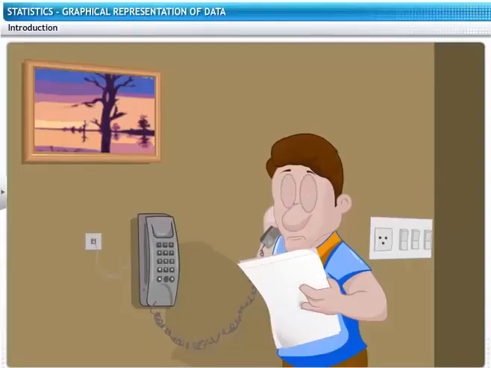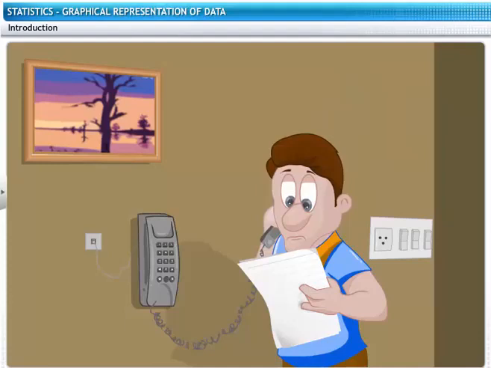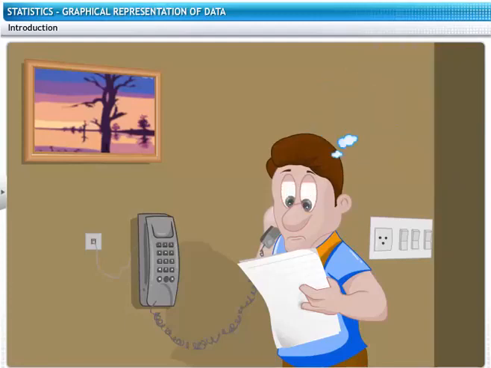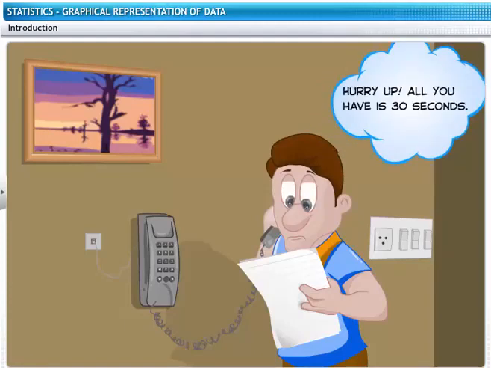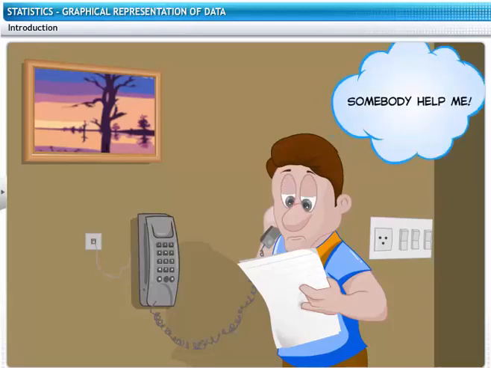Mr. Shoestring is looking hassled. His boss wants a report of the monthly sales from last year. Mr. Shoestring has the data in a tabular format. It will take him some time to find the information asked by his boss. But his boss is in a real hurry. Let's help him with this task.